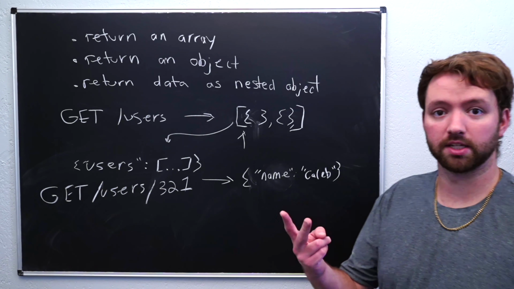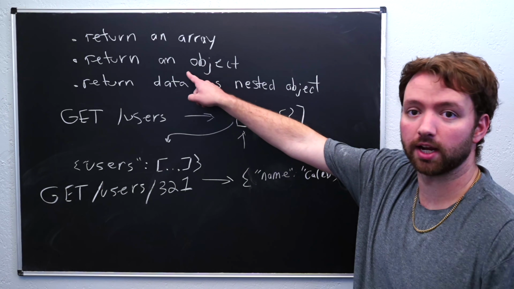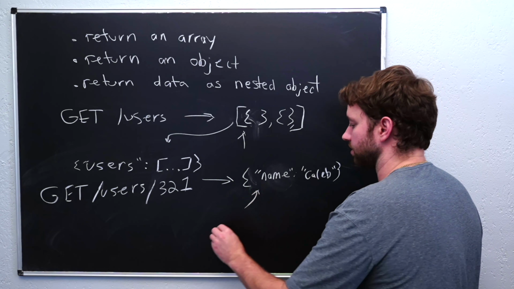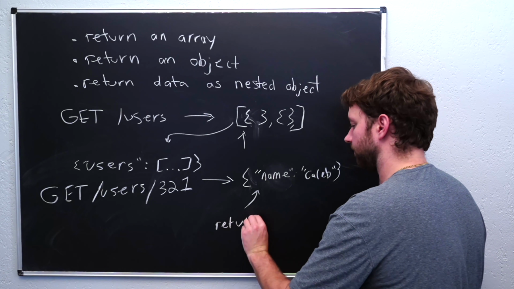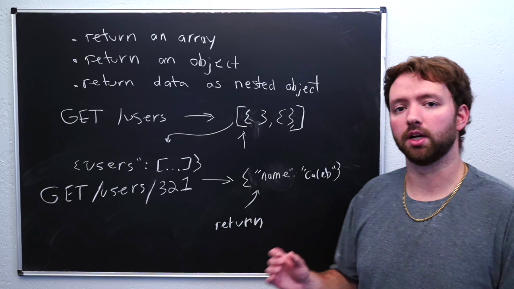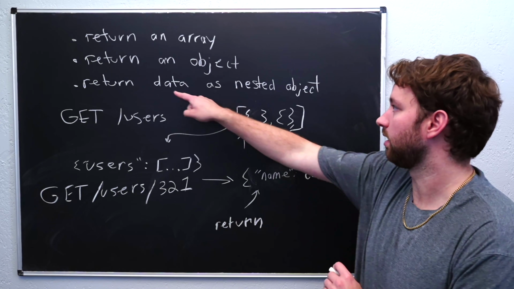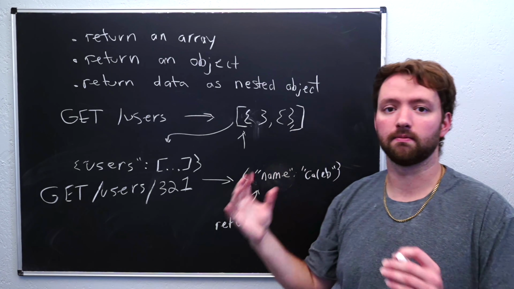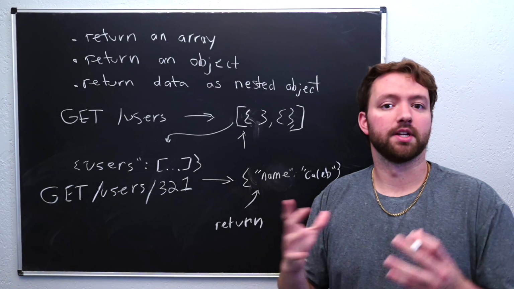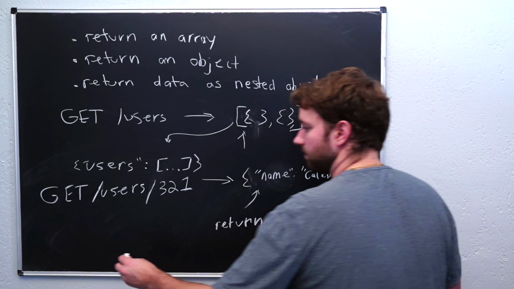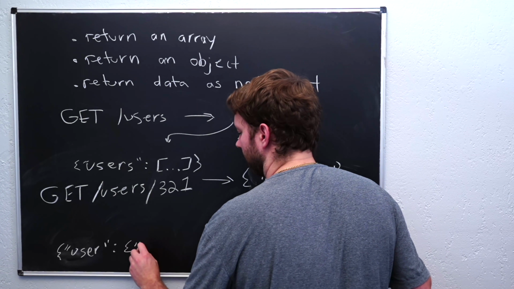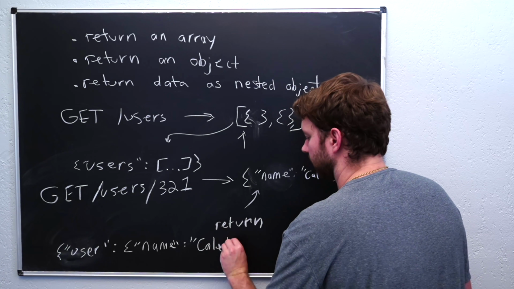So here's where you have basically one of two options. We can return an object, or we can return data as a nested object. So you could basically just return this, and that would work fine. That's pretty common, but it's probably not as ideal as still returning the object as a nested attribute in a larger object. Just like we did with the array, it's just now a single user instead of multiple users. So we would have user, and the value for this would then be that object. So it'll look something like this.